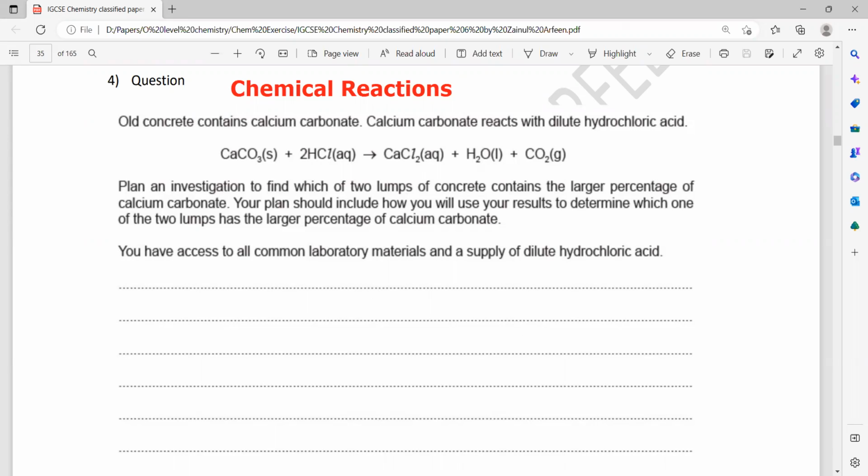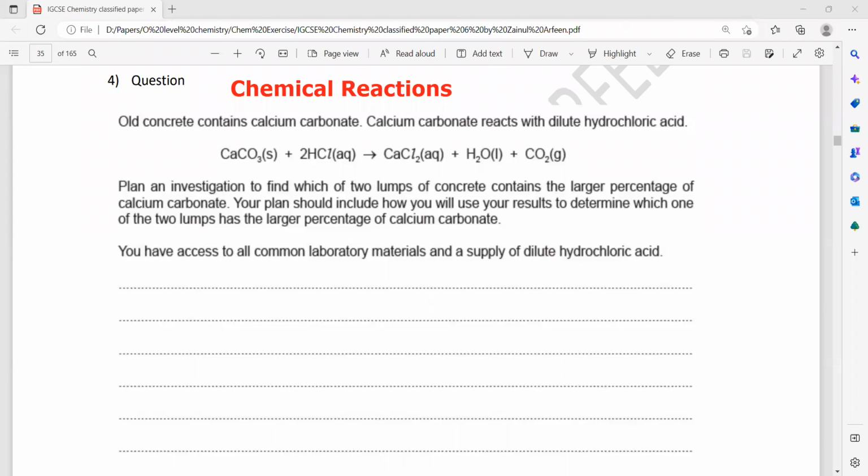So calcium carbonate can react with HCl, or hydrochloric acid, to give off calcium chloride plus water plus carbon dioxide. Plan an investigation to find which of two lumps of concrete contains a larger percentage of calcium carbonate. Your plan should include how you will use your result to determine which of the two lumps has the largest percentage of calcium carbonate. You have access to all common lab material and a supply of dilute hydrochloric acid.